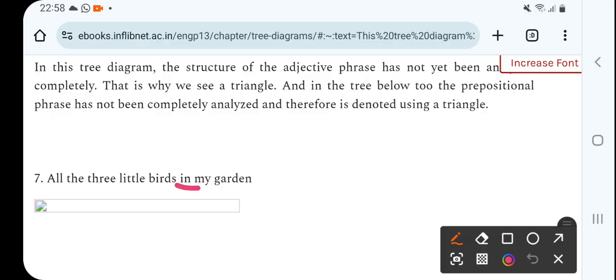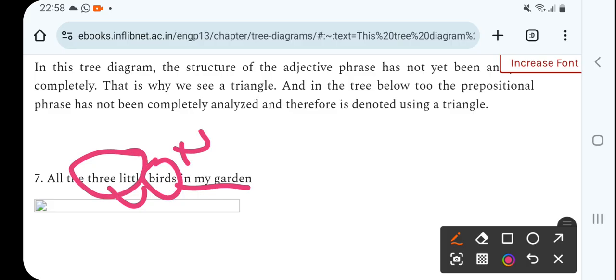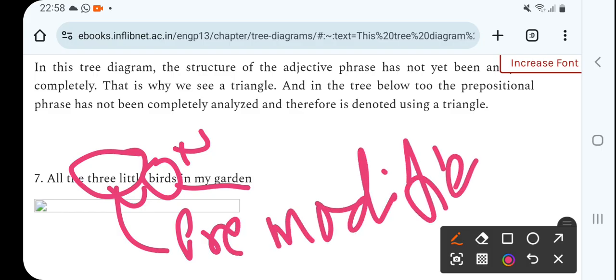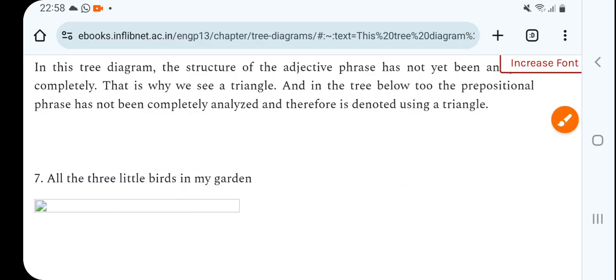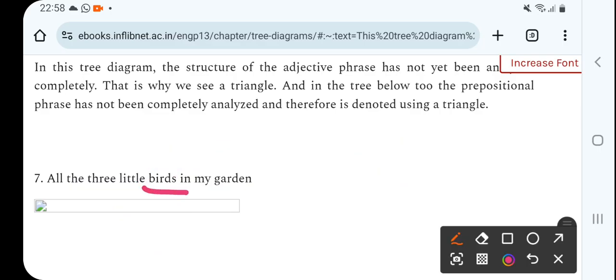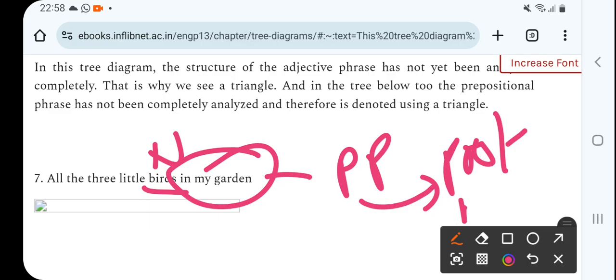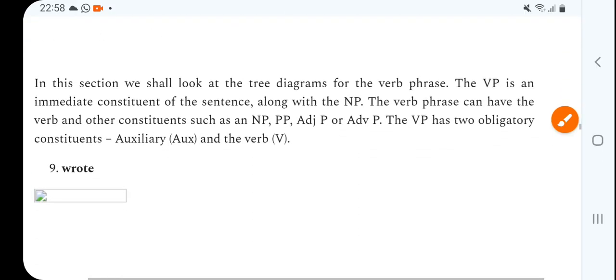That is a prepositional phrase. So this is the noun, and this is the pre-modifier. These two words modify the word birds: how many birds? Three, and a little. So these two words are called pre-modifiers. And "in the garden" comes after the noun. That prepositional phrase is called a post-modifier, because it tells where the birds are.